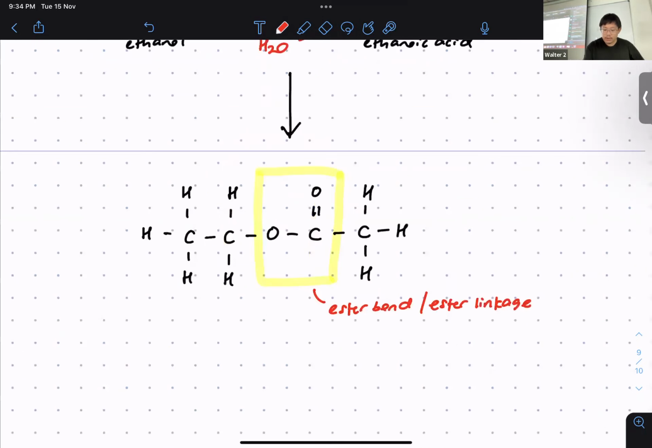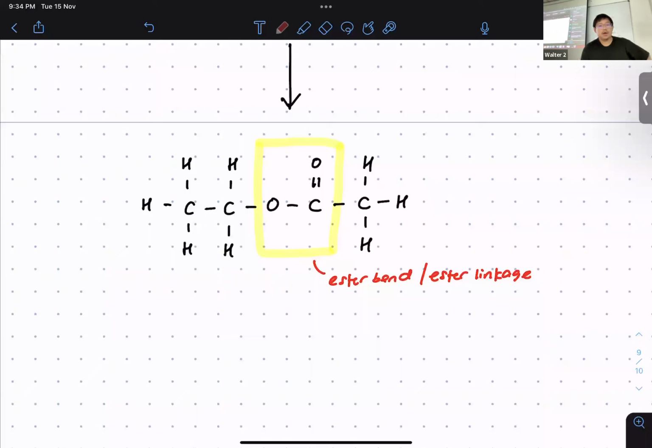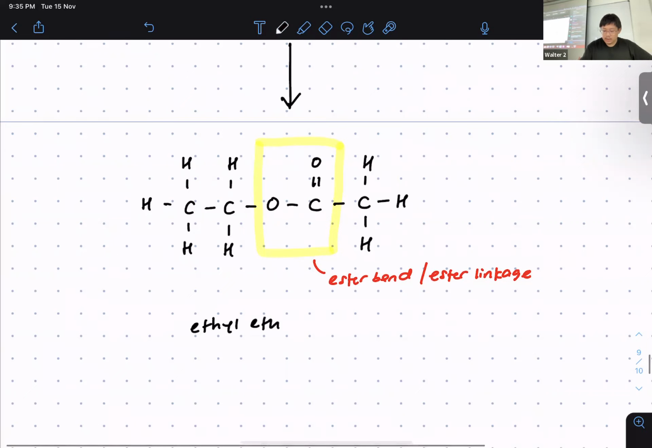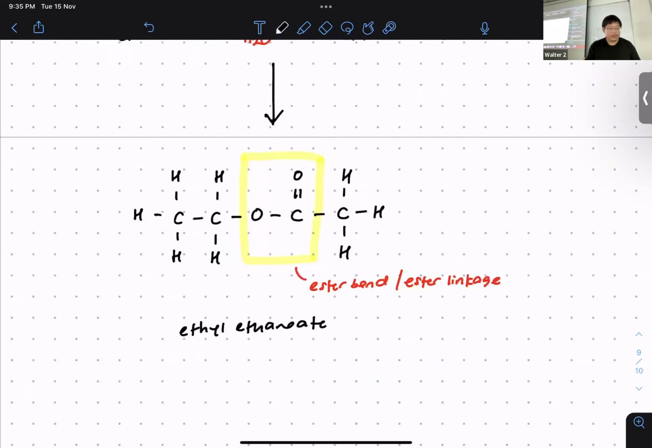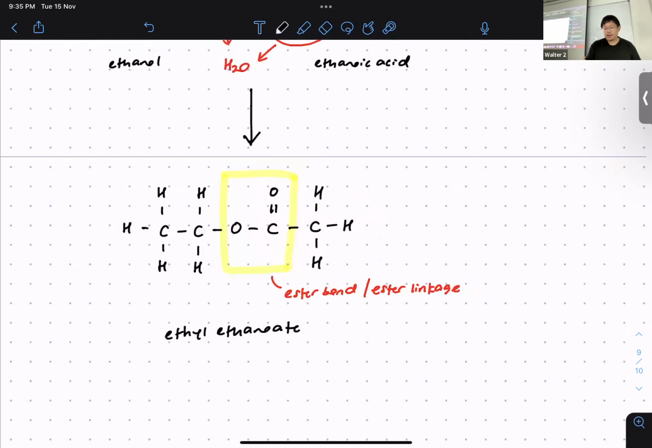So this molecule here is very simple. It's called ethyl ethanoate. Alcohol name comes first, then only the carboxylic acid. So this ester is known as ethyl ethanoate. All right. So that's for esterification. Nothing much already.